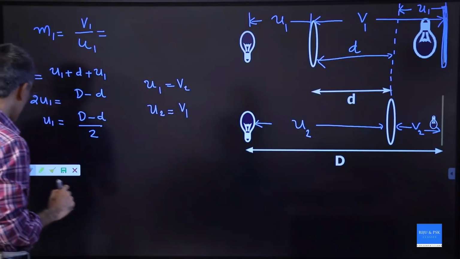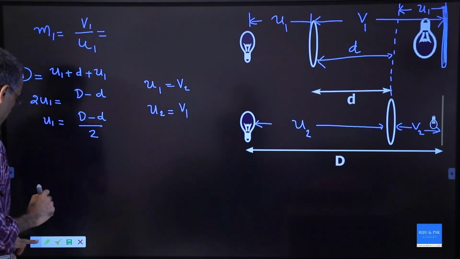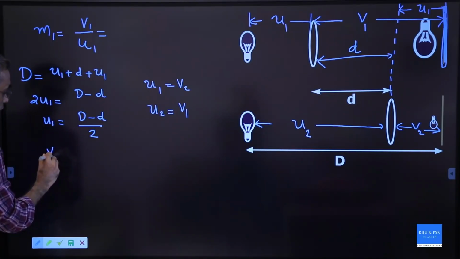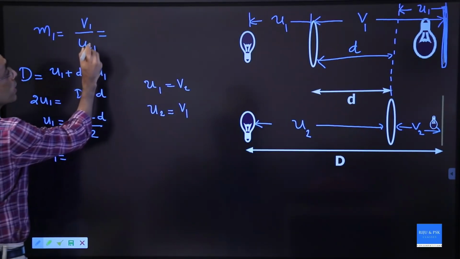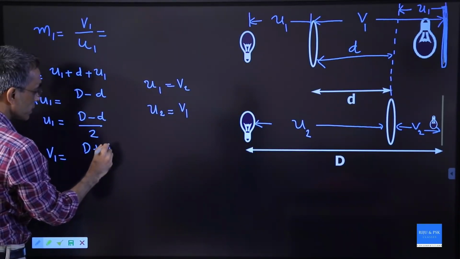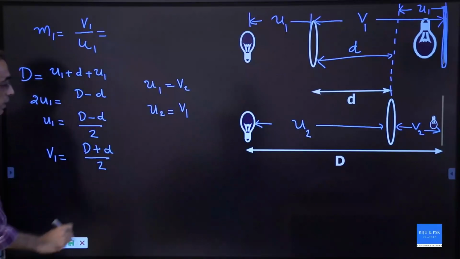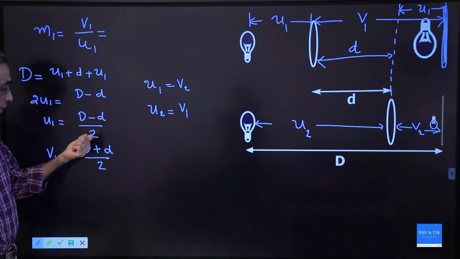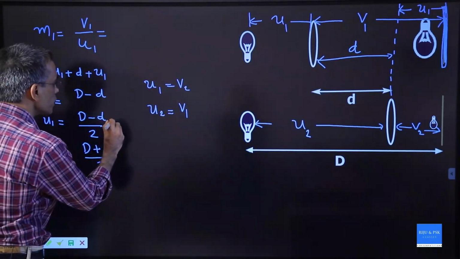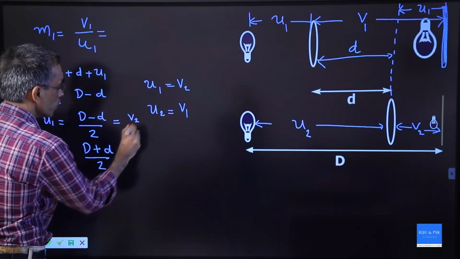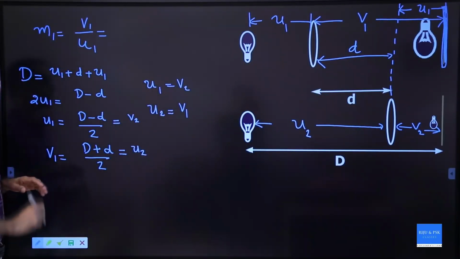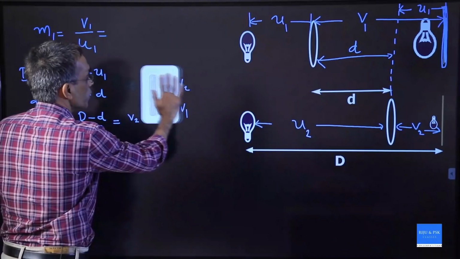Similarly, I am not working it out, but you can prove that the image distance V1 will be equal to (D plus d) divided by 2. So, U1 equals (D minus d) by 2, V1 equals (D plus d) by 2. Also understand that this U1 is V2 and this V1 equals U2.